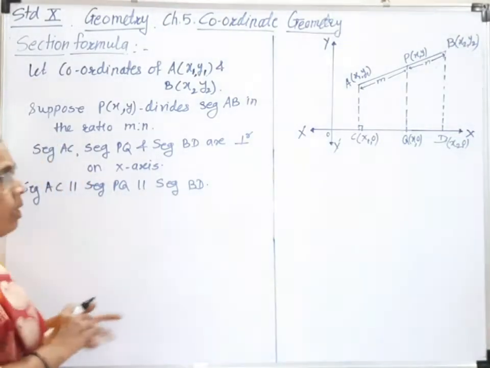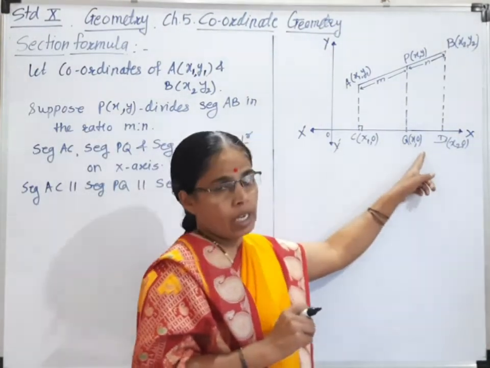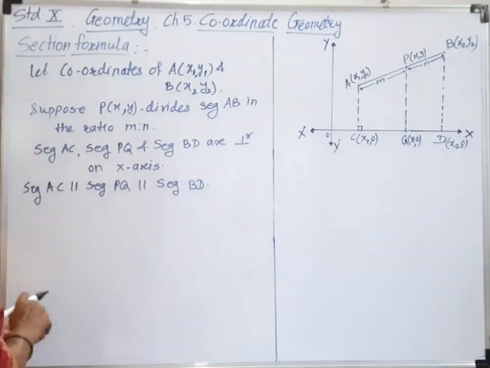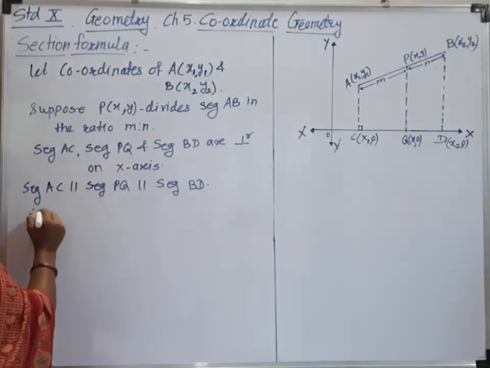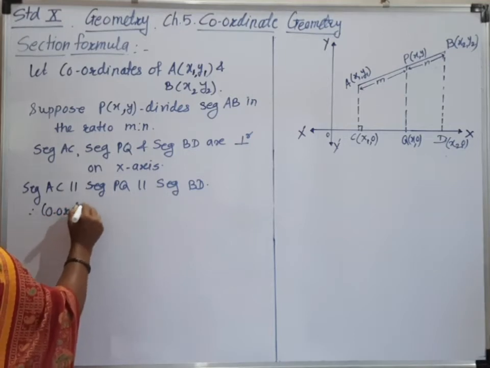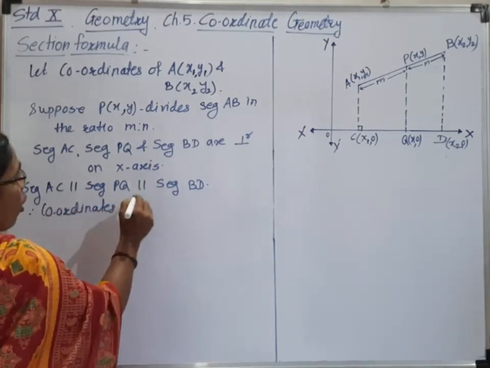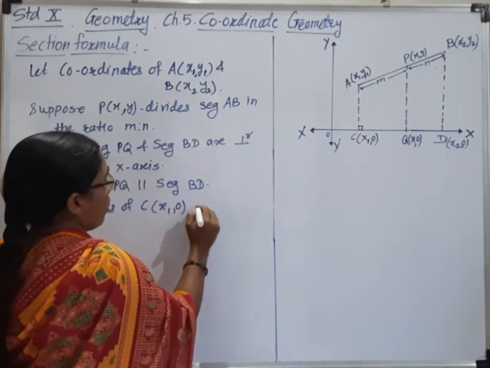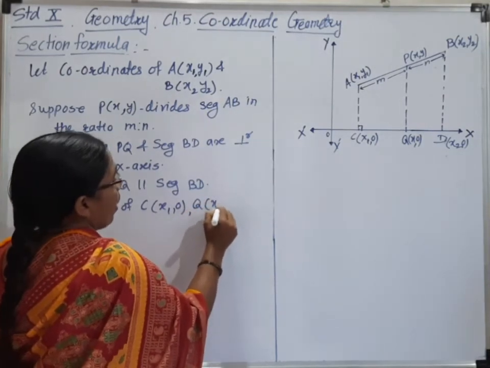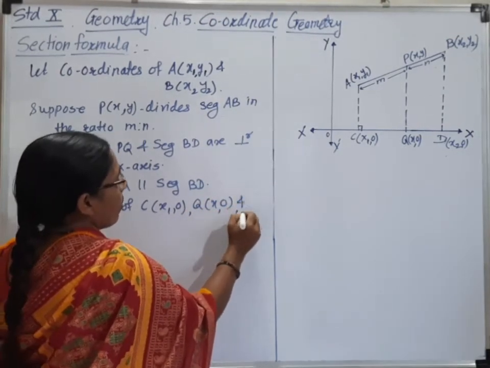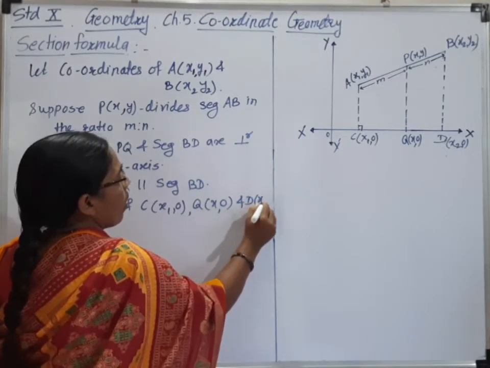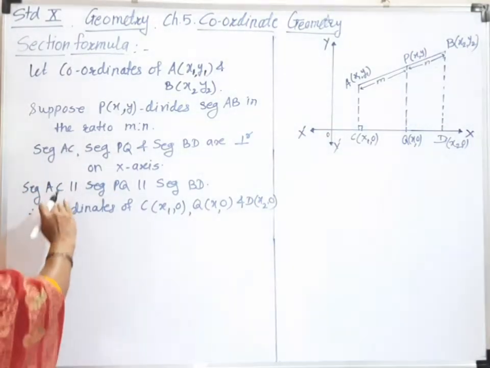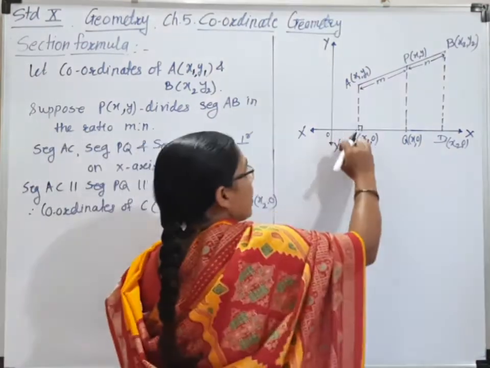And the coordinates of C, Q and D: these 3 points are lying on the x-axis, that's why their y coordinates are 0 and the x coordinate is as shown. Therefore the coordinates of C are x1, 0, then Q is x, 0 and D is x2, 0.